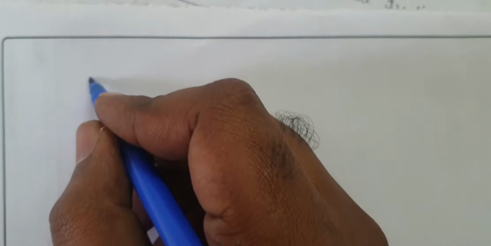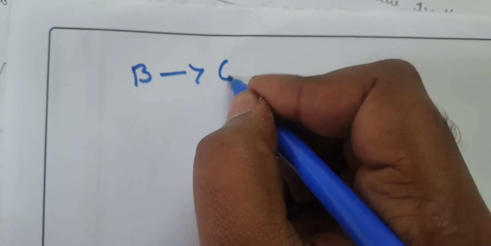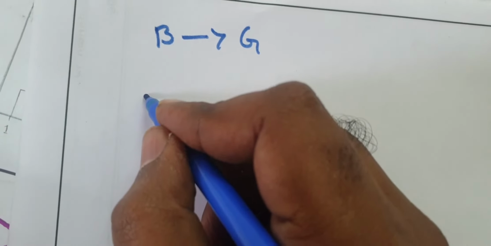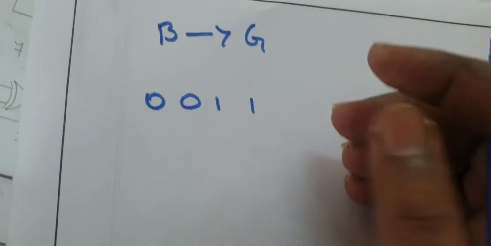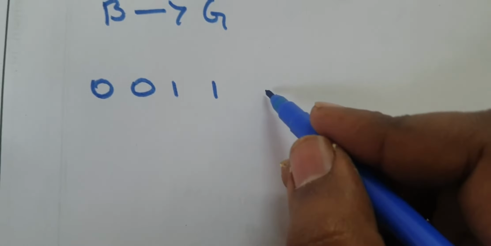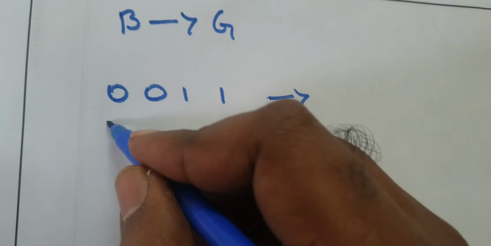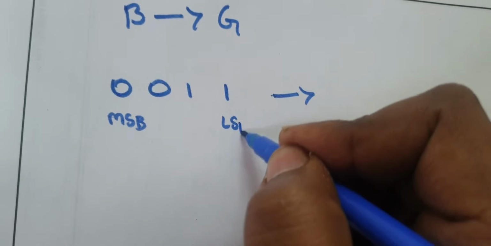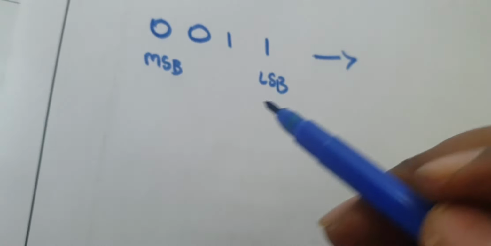Let's take up an example. I want to convert a binary code to gray code. Let us say the binary code is 0011. How to convert this to gray code? This is your MSB, the most significant bit, and this is your LSB, the least significant bit.